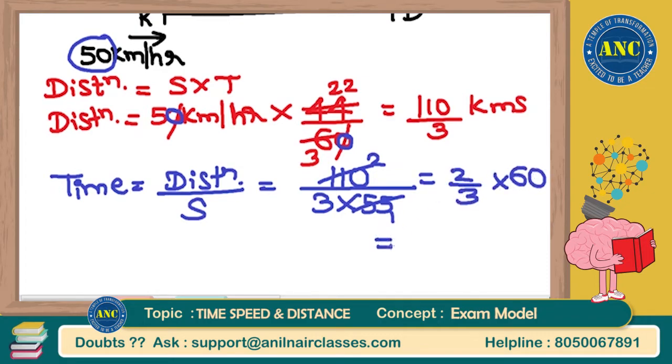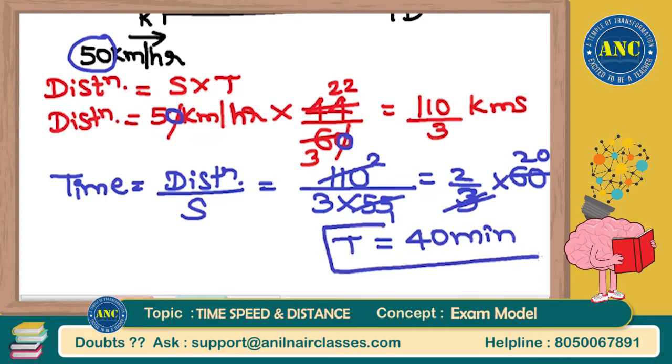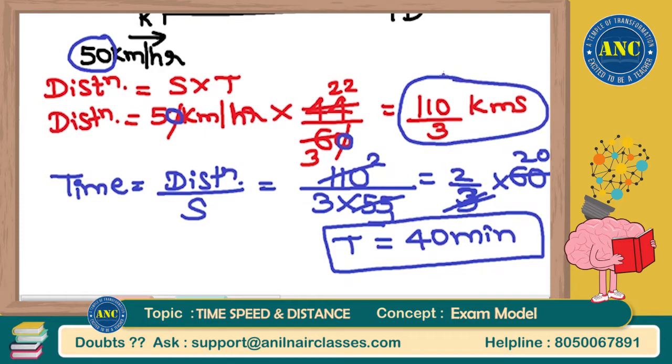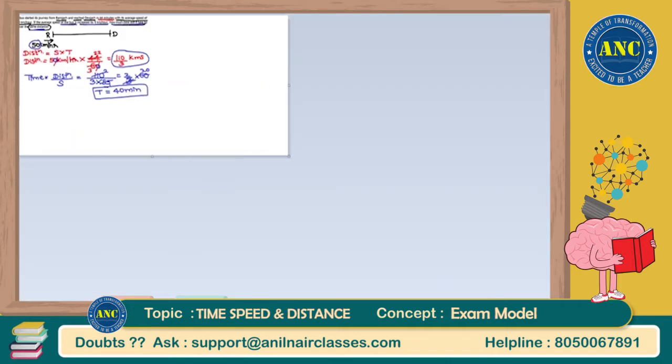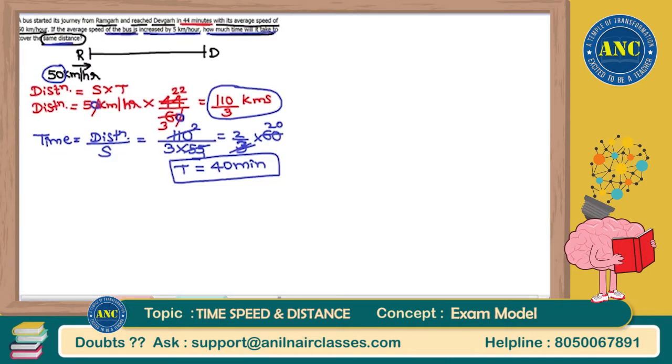Why is it 2 by 3 hours? I want to convert to minutes. 3 into 1, 3 into 20. So can I say that 2 into 20 is 40 minutes. Total time needed to cover that particular distance of 110 by 3 kilometers at an increased speed of 55 kilometers per hour is 40 minutes. Answer for this question is 40 minutes.